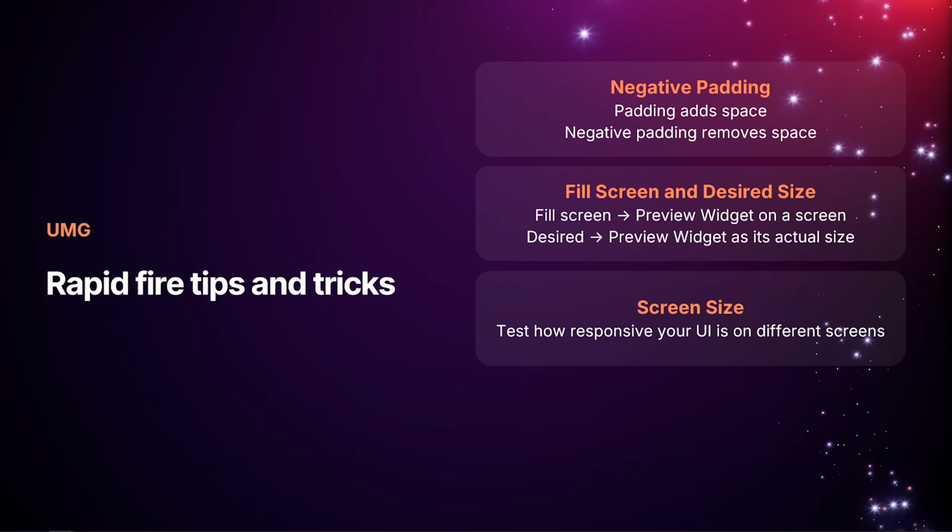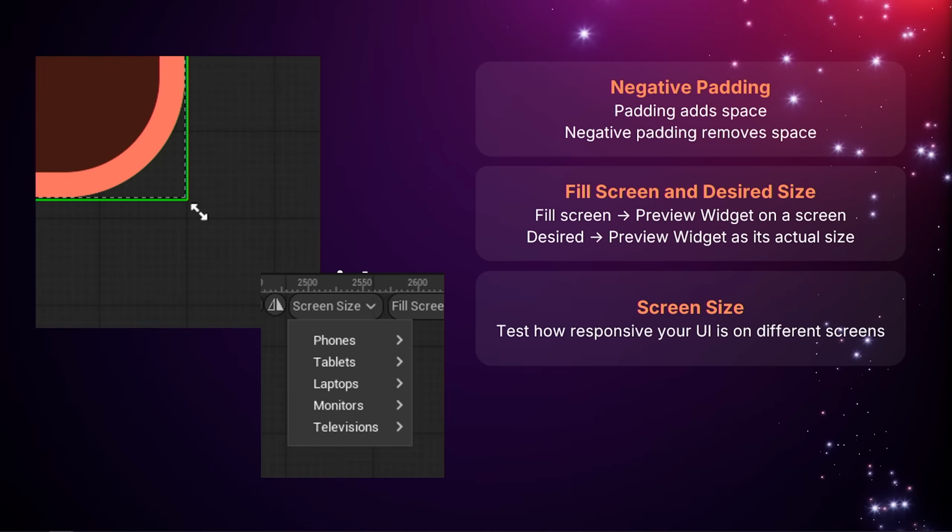Next, screen size. Following up with that, there's this nifty 2-way arrow on the bottom right of every widget in UMG, and a little drop down on the top right that says screen size. This lets you test how your UI looks on different screens. You can drag that arrow and increase the screen size to see how your UI looks on a bigger or smaller screen, or you can pick from pre-selected screen sizes that we provide using that drop down.